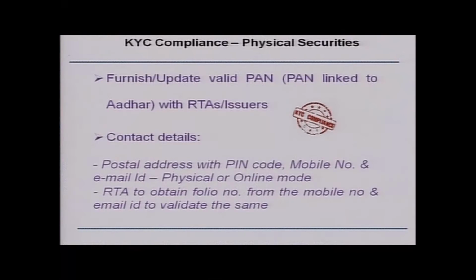You need to furnish your PAN, the PAN linked with the Aadhaar, to the RTA or to the company. That needs to be done by the 31st December of this year. Contact details, postal address with PIN code, mobile number and email ID, physical or online mode, also need to be updated with the RTA or the company.